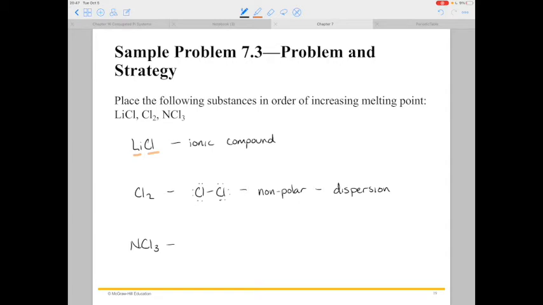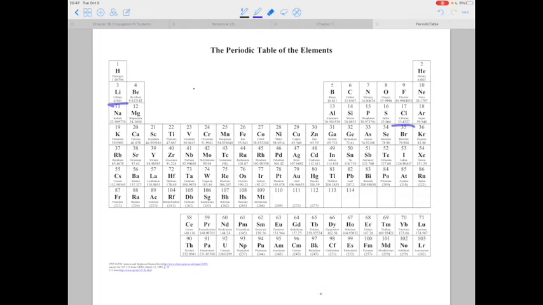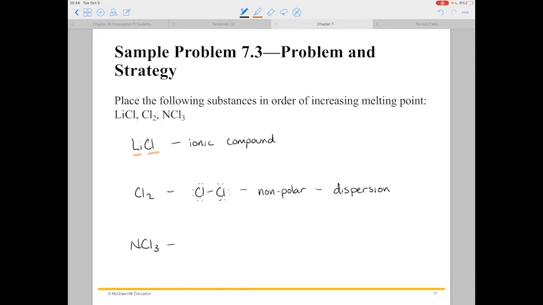And then NCl3, if we look at the periodic table, we have nitrogen here and chlorine there. So that's going to be a covalent compound. We're going to have to draw the Lewis structure in order to figure out whether it's polar or non-polar. All right, so I'm going to go through it quickly, but this is why chapter 6 was so important. It's going to bleed into this chapter. You're going to need to be able to draw Lewis structures in order to figure out this information.